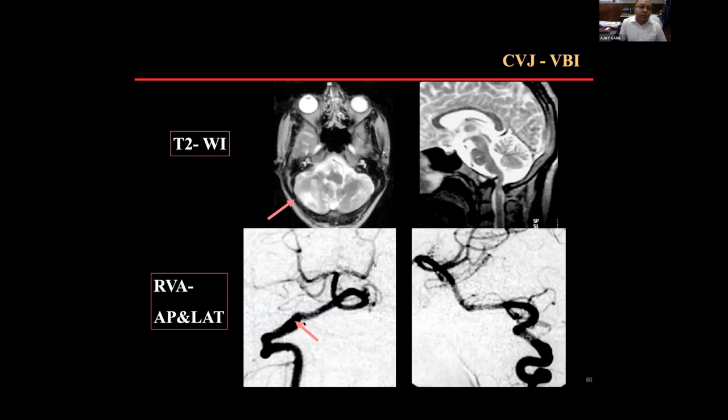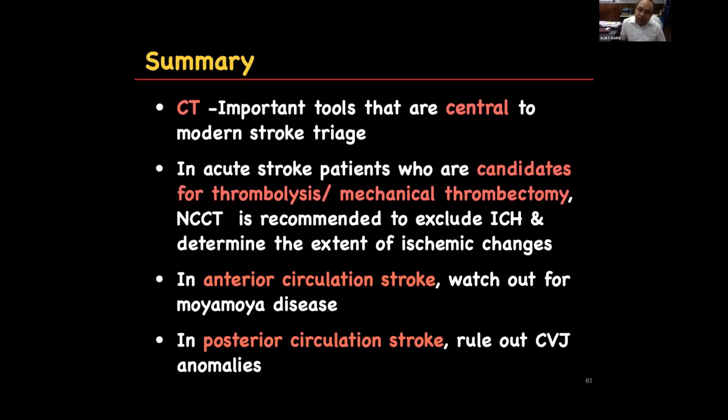To summarize, CT is the important tool for modern stroke triage. We look for areas of hemorrhage, look for other causes like brain tumors or other things which can explain the symptoms. Then look for the early ischemic changes, look for the extent of signal changes, and then find out the patients who are candidates for thrombolysis. In anterior circulation stroke, always look for flow voids in the region of the skull base to look for Moyamoya disease or other things. And in the posterior circulation, rule out CV junction anomalies.